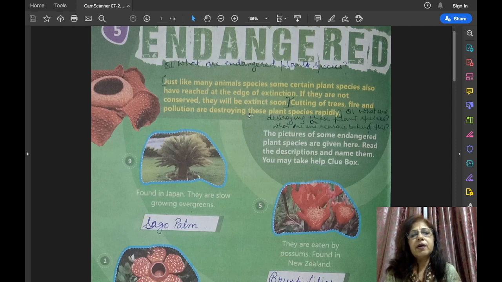Now out of this paragraph, two questions can be framed. Number one is, what are endangered plant species? The answer you can write is, endangered plant species are certain plant species that have reached at the edge of extinction. The second question can be framed, what are destroying these plant species, or what are the reasons behind this? So the answer will be, cutting of trees, fire and pollution are destroying these plant species rapidly.